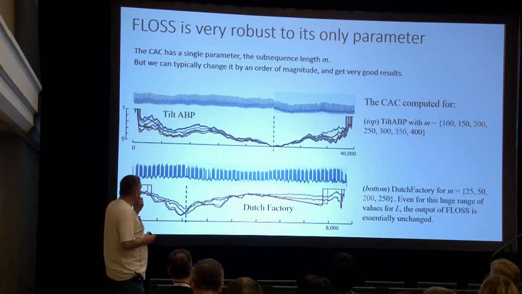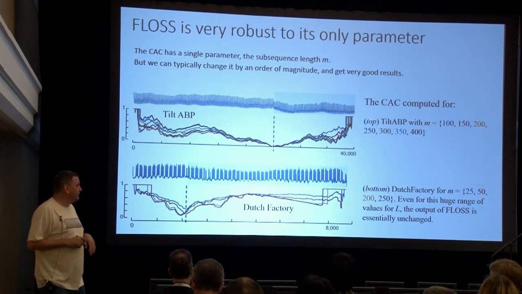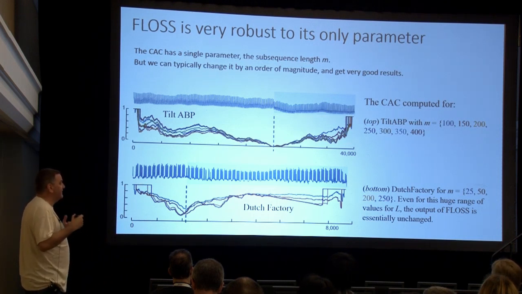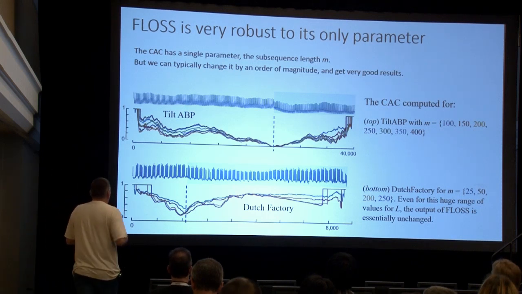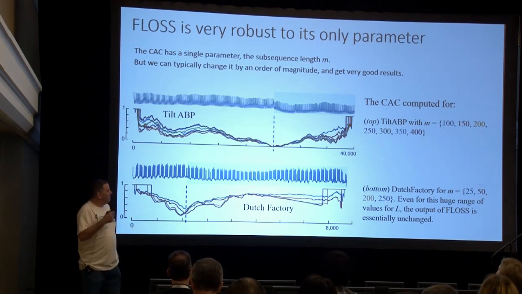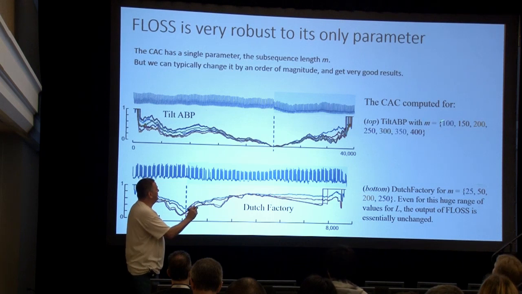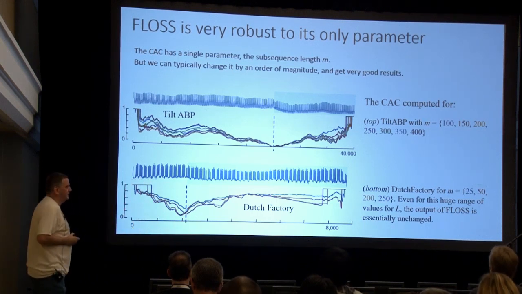So how well does this actually work? We've tested this on the largest collection of data sets anyone's ever attempted, and it works very, very well. There's exactly one parameter for this. The parameter is how long should m be? How long should the subsequences be? But for that one parameter, you can change it by an order of magnitude and get the right result each time. So it's incredibly robust at a single parameter.